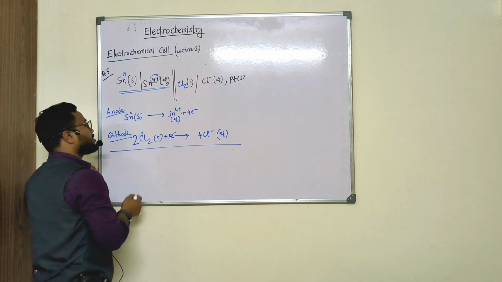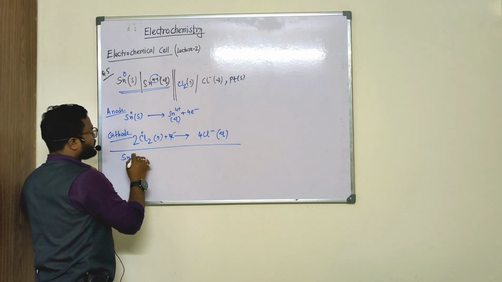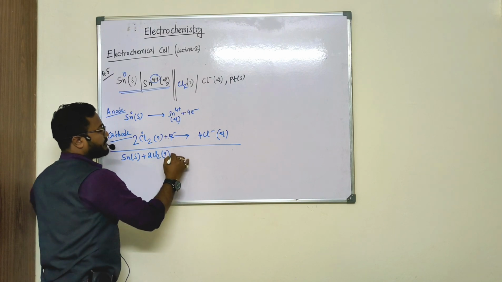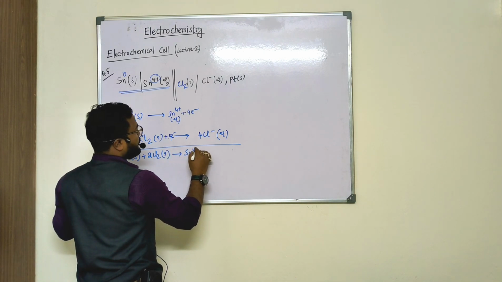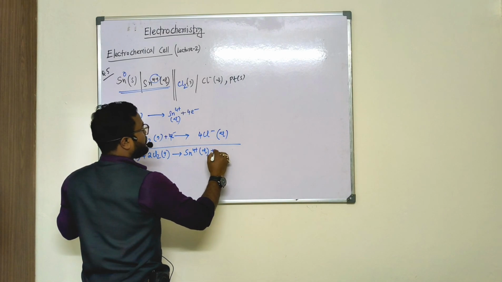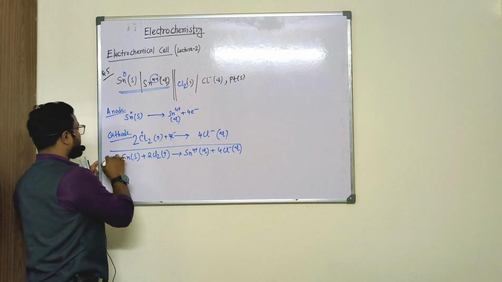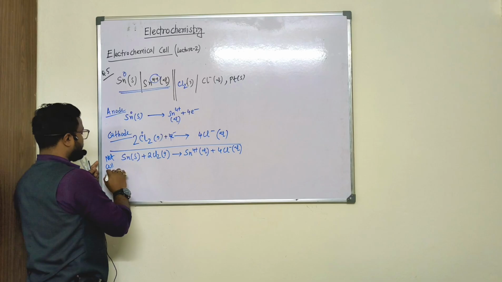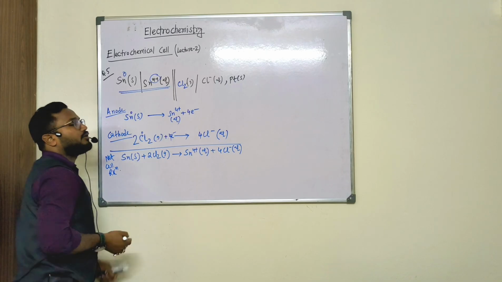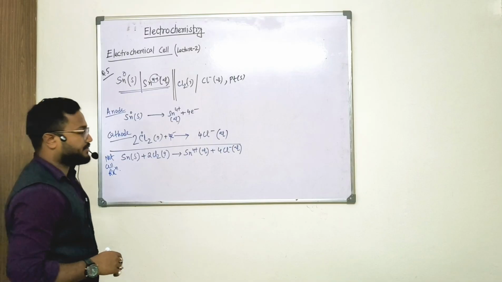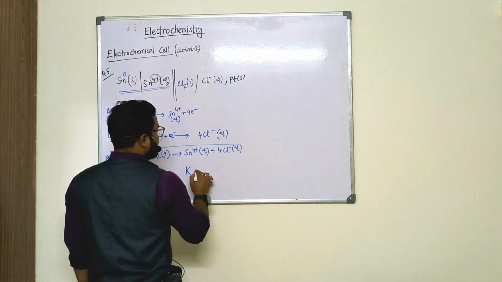So the cell reaction becomes Sn(s) + 2Cl2(g) gives Sn4+(aq) + 4Cl⁻(aq). This is our net cell reaction. When I got the net cell reaction, we can find out K equilibrium as well. What is K for this reaction?